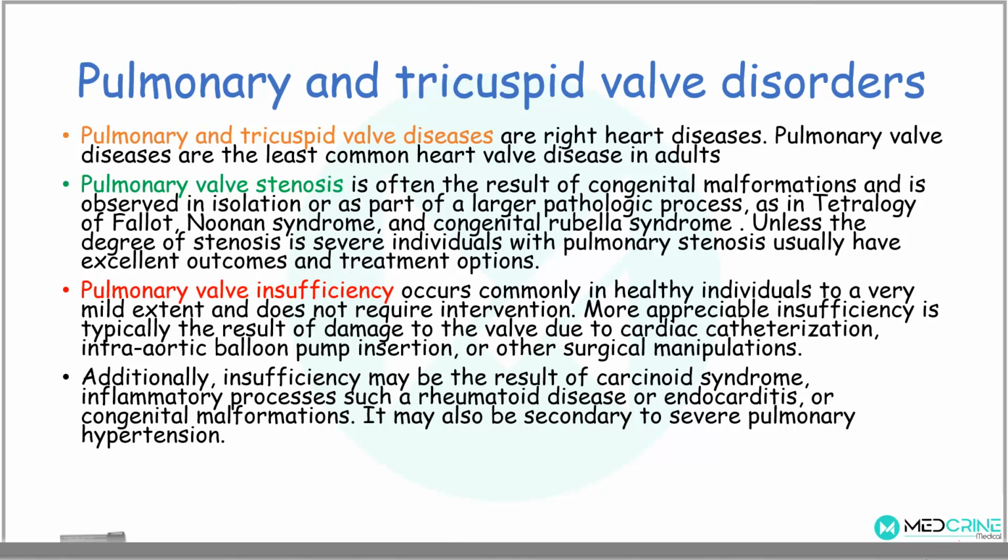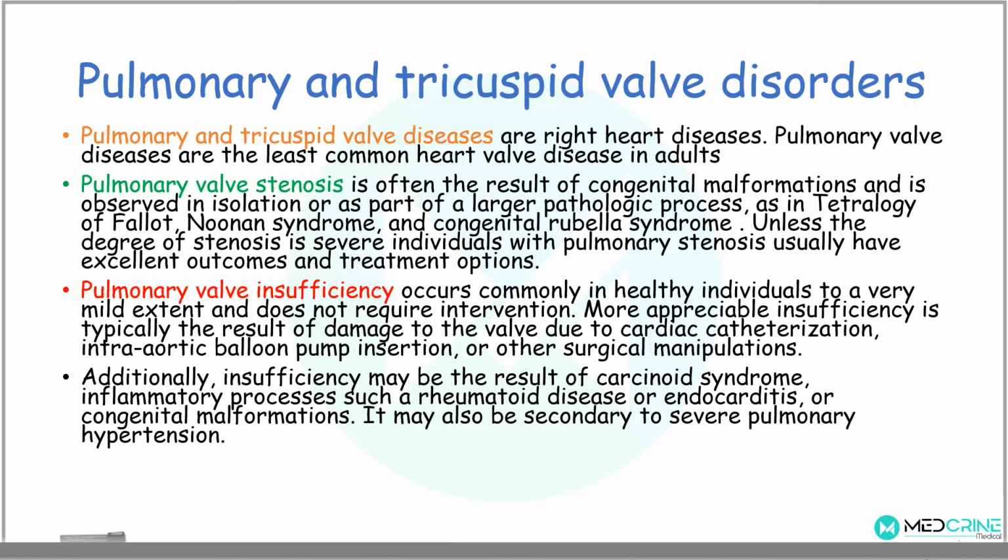of larger pathologic processes, for example in tetralogy of Fallot, Noonan syndrome, and congenital rubella syndrome. Unless the degree of stenosis is severe, individuals with pulmonary stenosis usually have excellent outcomes and treatment options. On the other hand, pulmonary valve insufficiency occurs commonly in healthy individuals to a very mild extent and does not require intervention.